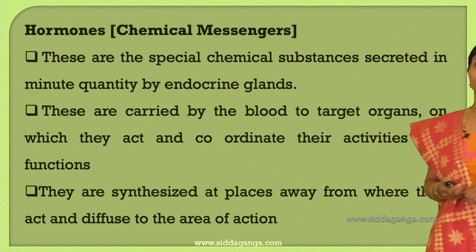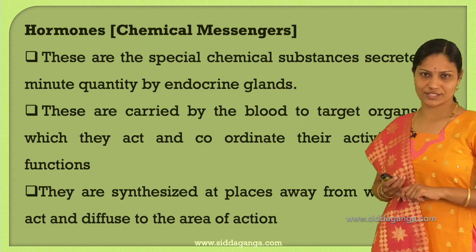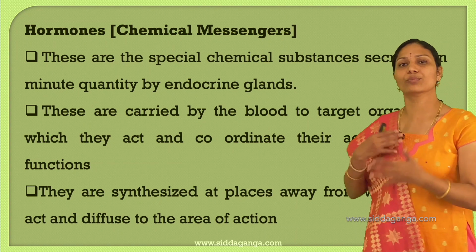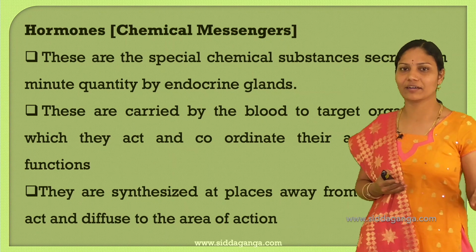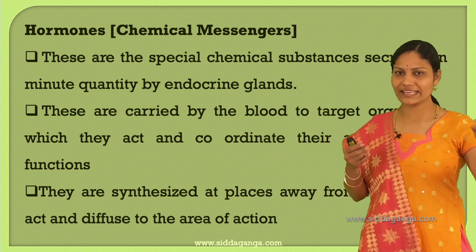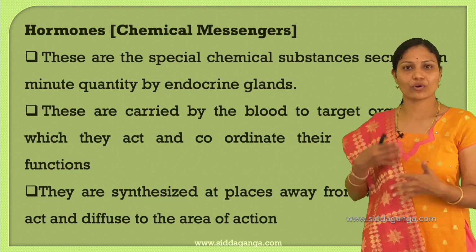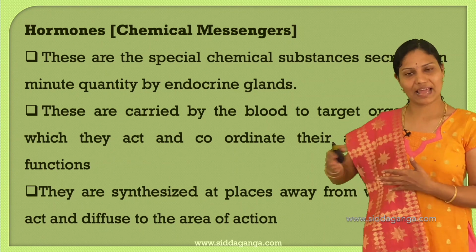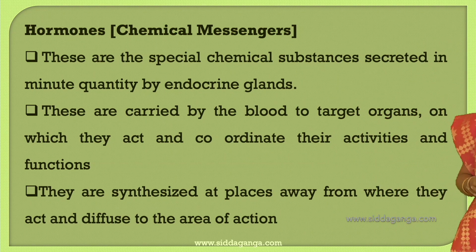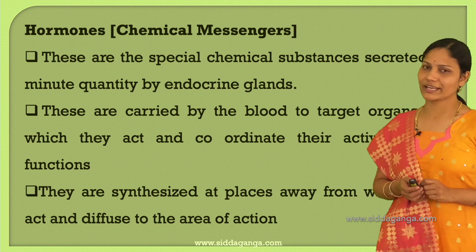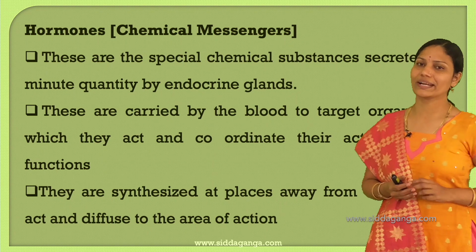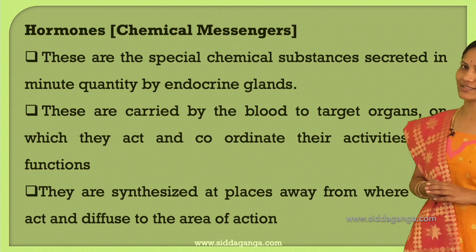What are these hormones then? Hormones are chemical messengers. They carry messages in the form of chemicals from the area where the stimulation has happened to the target organs. These are special chemical substances secreted in minute quantity. Minute means a very little quantity. These chemical substances are secreted in very little quantity by the endocrine glands.